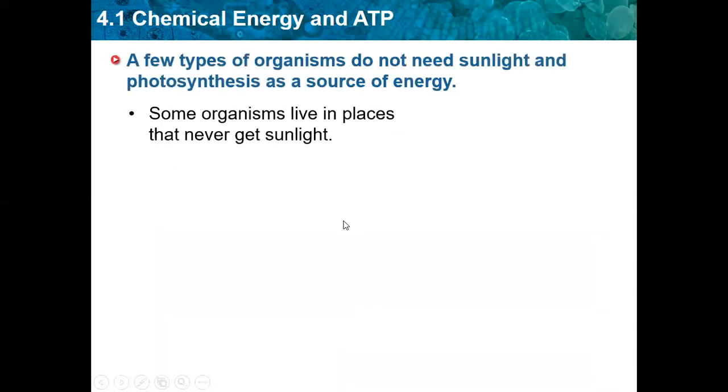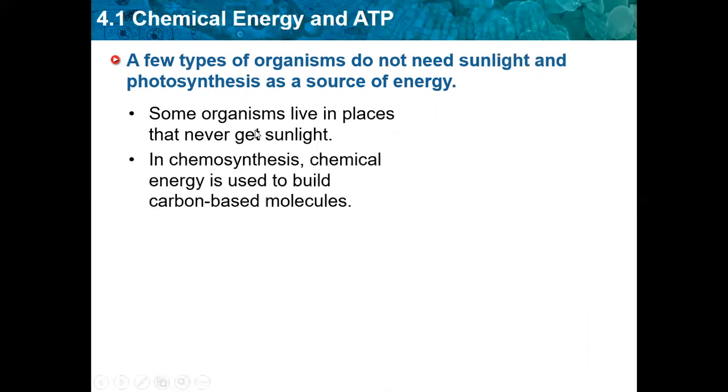A few types of organisms do not need sunlight and photosynthesis as a source of energy. Some organisms don't need to photosynthesize to get energy. Some organisms live in places that can never get sunlight, like deep down on the ocean floor. They can never have access to sunlight, never. So they use a process of chemosynthesis. What is chemosynthesis? Chemosynthesis is a process of using chemicals as a source of energy to make food.